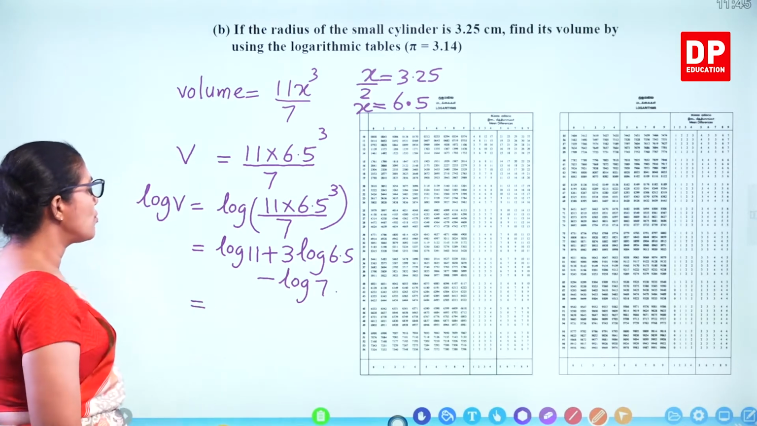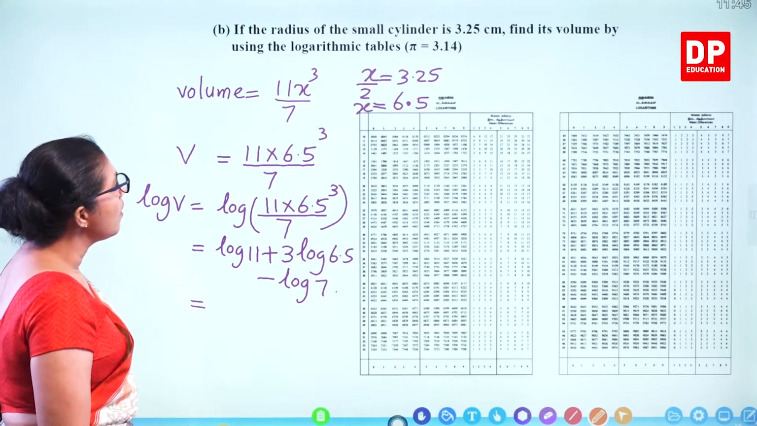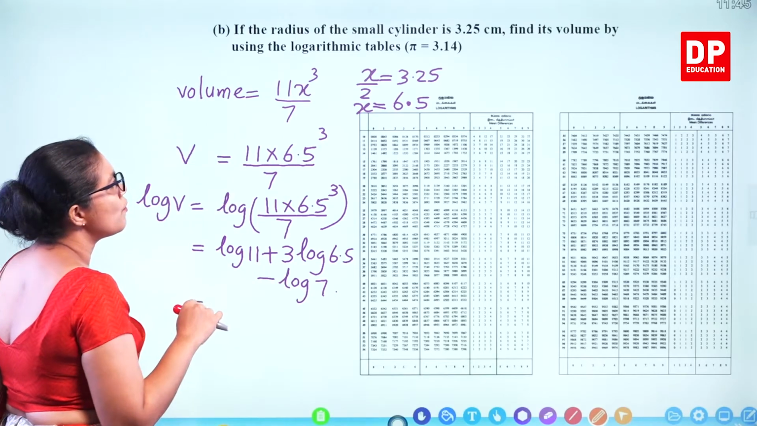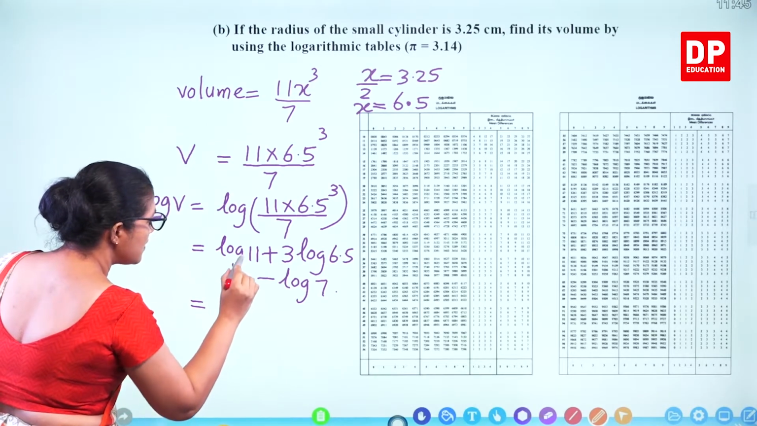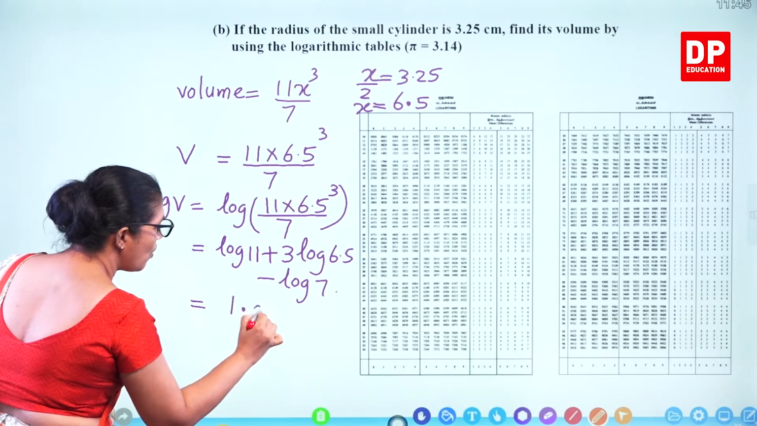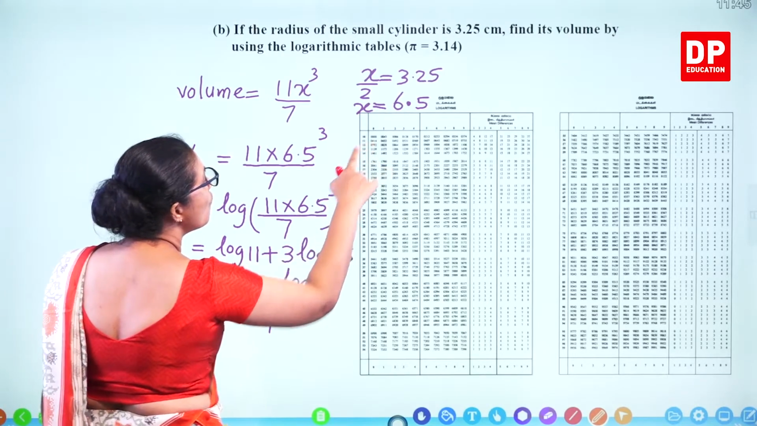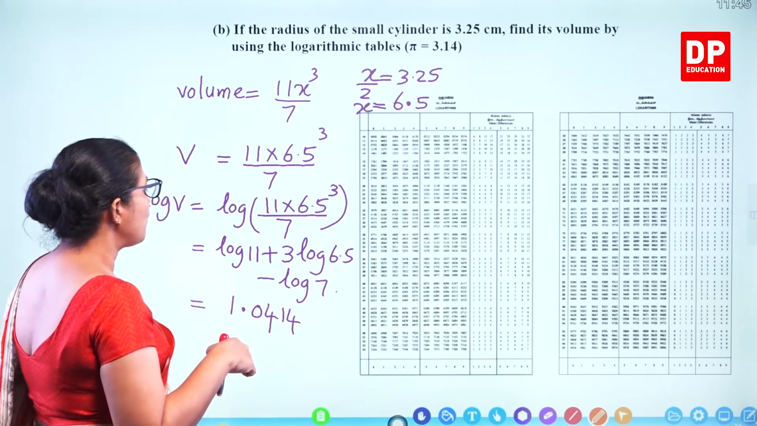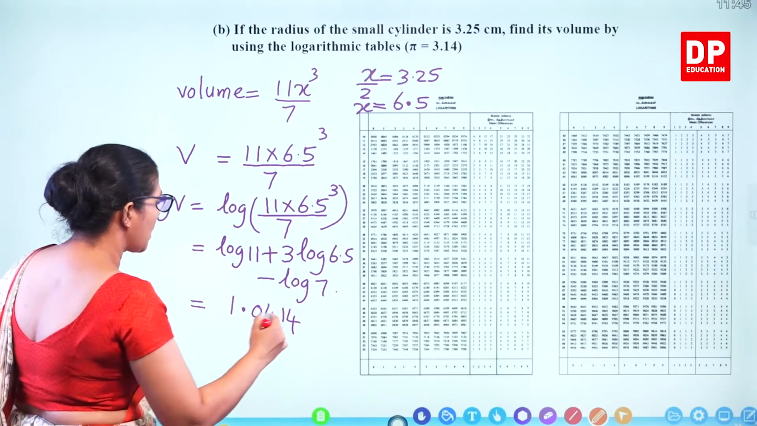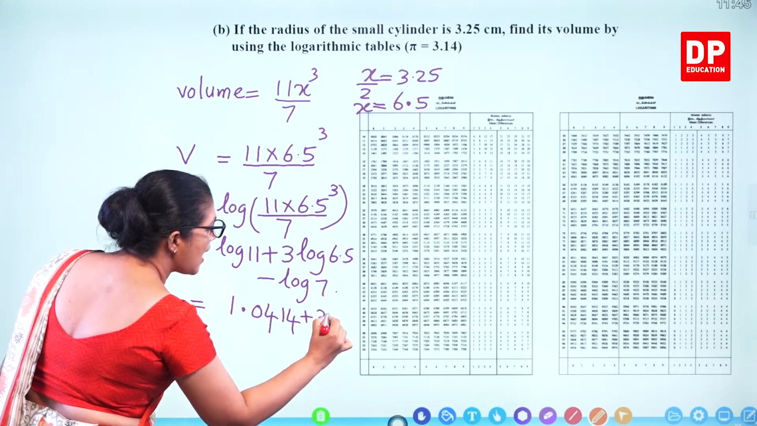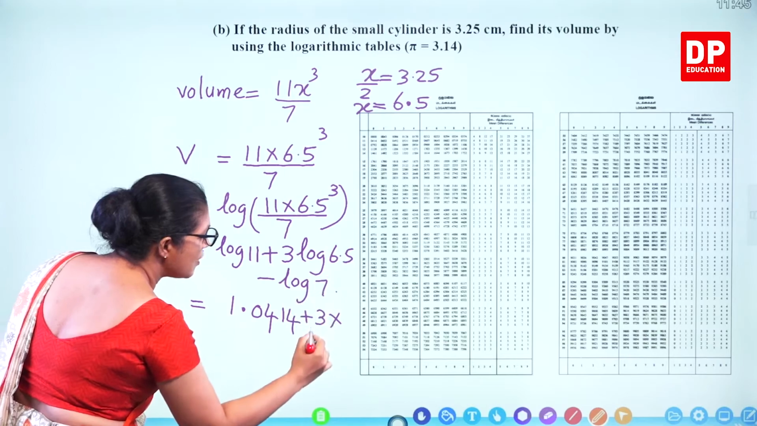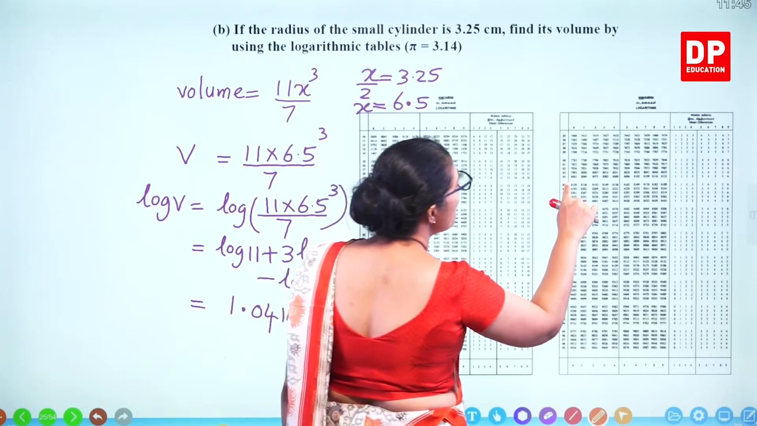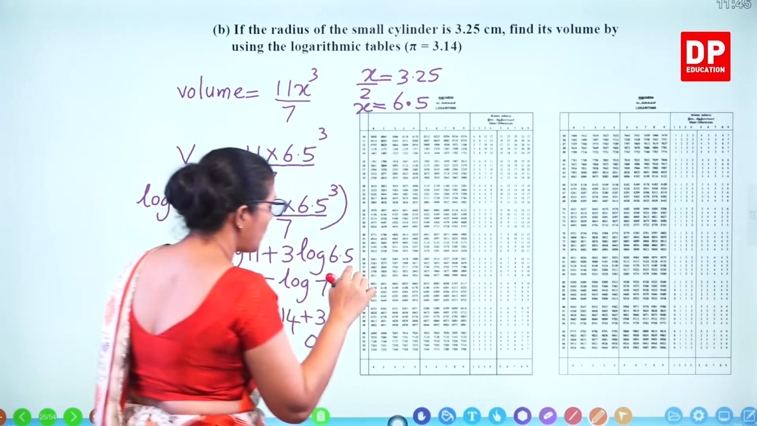Now we'll use log tables. Log 11 is 1.0414. Then 3 times log 6.5, plus 3 times, this is 0.8129.